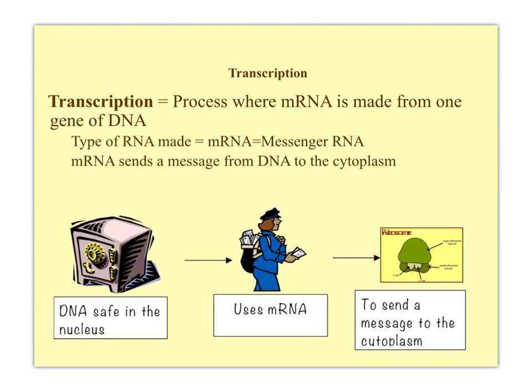During the first stage of protein synthesis, called transcription, this is the process where mRNA is made from one gene of DNA. M will stand for messenger, and the mRNA will take the message from the DNA all the way to the cytoplasm. Specifically, it's going to end up at a ribosome.